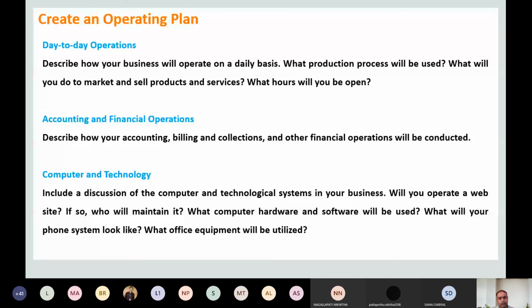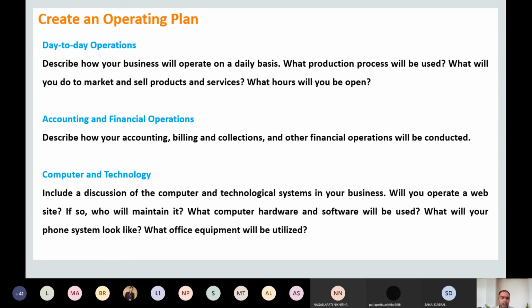Then talking about computer and technology, what kind of technology, how much technology you're going to imbibe into your business, whether you're going to have any website, and if you're having a website, who is going to maintain that website, what kind of hardware and software you're going to use, even what kind of mobile phone or communication tools you're going to use. That should be mentioned.